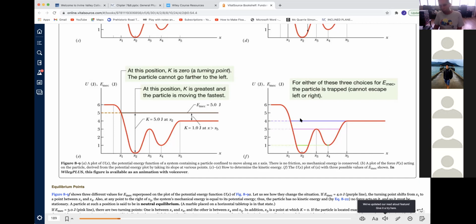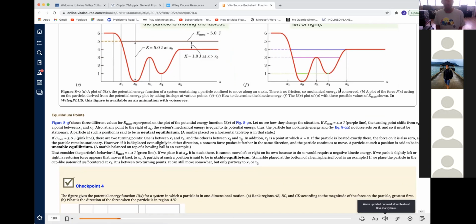At 4 joules, if the energy is just a little bit less than 4, it will never get to x5. But as long as it's 4 or better, the particle can escape to the right. And if it's 6 joules or more of mechanical energy, it can escape to the left. So a lot of times they'll draw the energy of different molecules in chemistry. They'll draw them on these potential energy curves to show you the different energy states of the molecule in, say, a gas or a reaction or whatever, and to show you what's allowed.